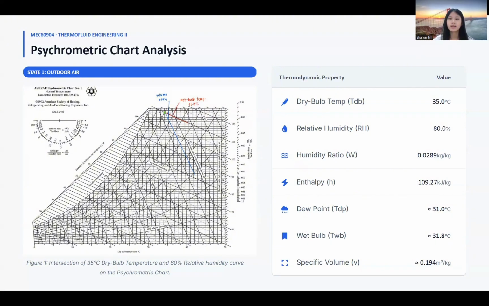These properties help us understand the condition of the outdoor air before it enters the air conditioning system. The humidity ratio shows that the outdoor air contains a very large amount of moisture. The high enthalpy indicates that the air contains a considerable amount of thermal energy, meaning that the cooling coil must remove both sensible and latent heat. Another important property is the dew point temperature. Since condensation only occurs when the air is cooled below the dew point, the cooling coil must operate below 31 degrees Celsius to remove moisture effectively. Therefore, this psychrometric analysis provides the thermodynamic foundation for the entire HVAC system.